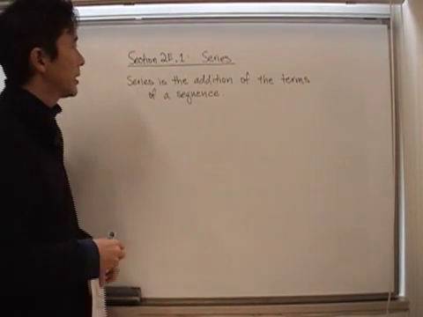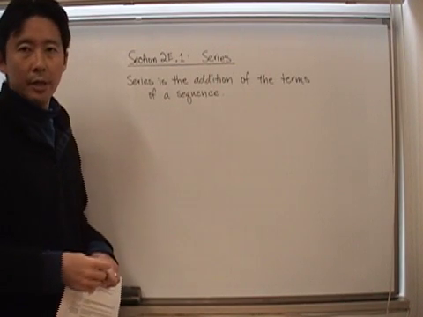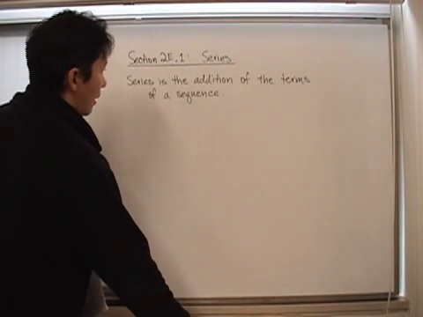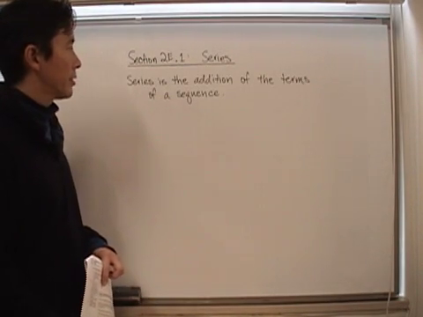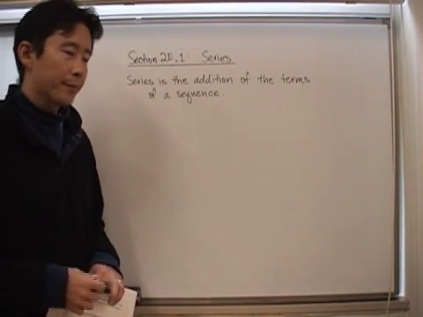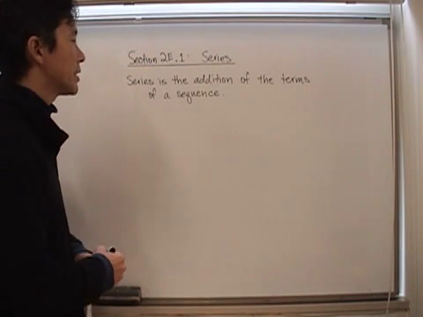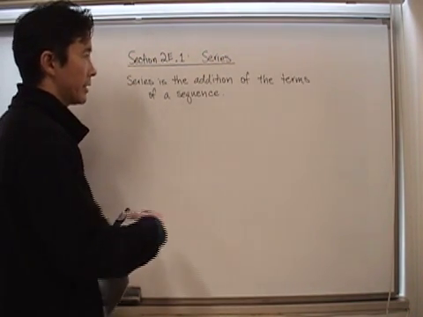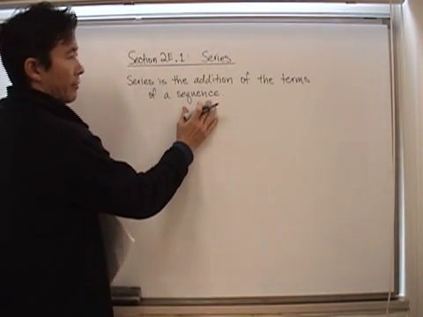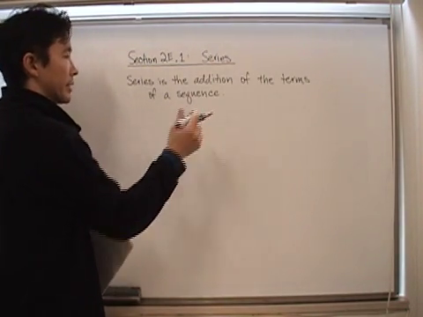Okay, let's move on to section 2E.1, which is called series. Now, what is a series? A series is the addition of the terms of a sequence. It is the addition of the terms of a sequence. So let's go ahead and explore how we want to write this, based upon the fact that we already know how to write a sequence.